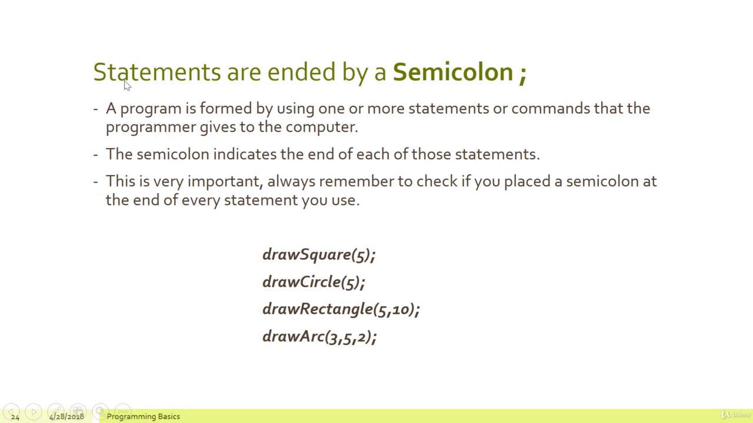So statements are ended by a semicolon. A program is formed by using one or more statements or commands that the programmer gives to the computer. The semicolon indicates the end of each of those statements. This is very important. Always remember to check if you place a semicolon at the end of every statement you use. So here are some samples.